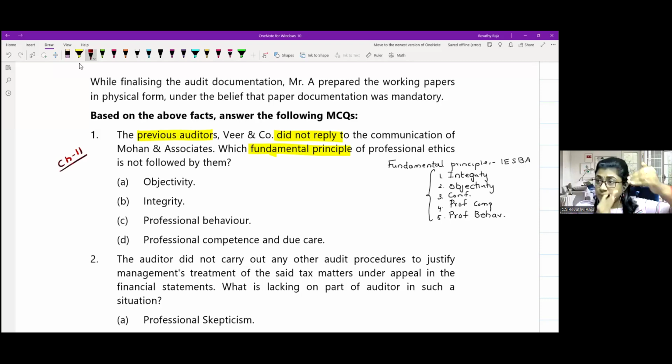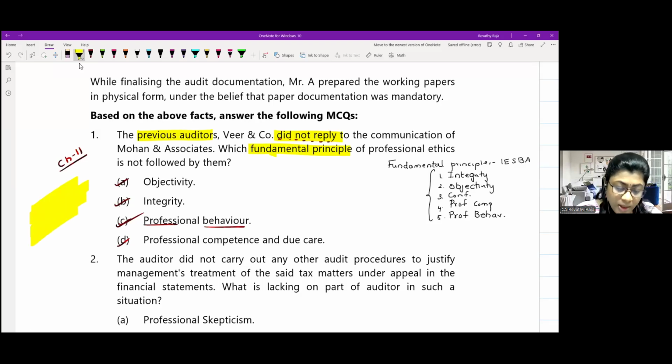Now, can we come back to the question? Did not reply to the communication. If someone is asked, the previous auditor asked, you have to reply. So which fundamental principle have you violated? Can you say the option A, B, C, D? Objectivity, integrity, professional behavior, professional competence. Answer is directly professional behavior.